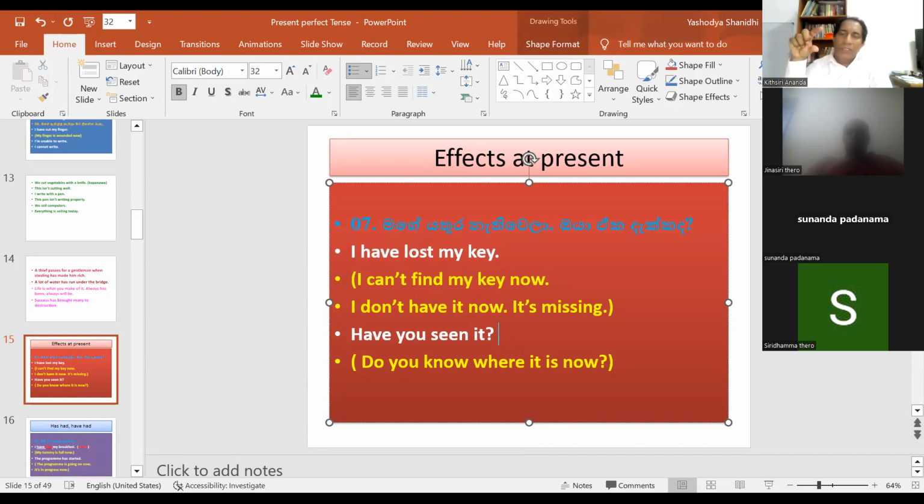I would say I lost this key yesterday. I found it only this morning. You can use the simple past tense even having the key with you right now. But you can't do it when using the present perfect. You say, oh, I have lost my key. Then the key is not with you right now. You are looking for it.